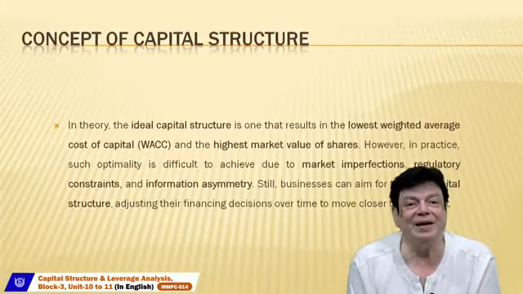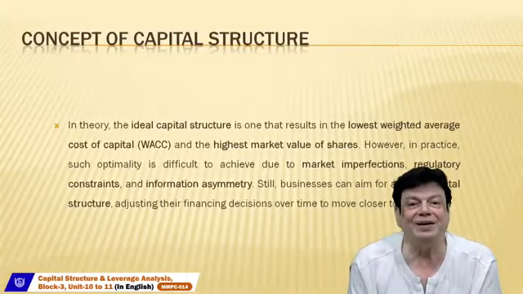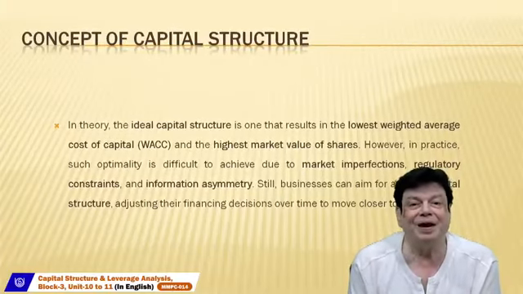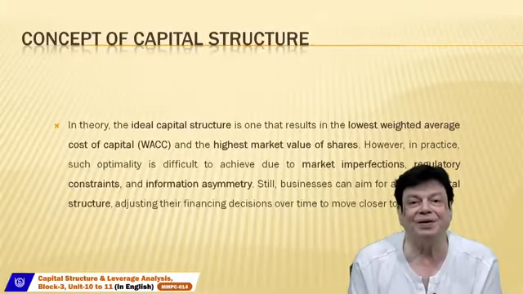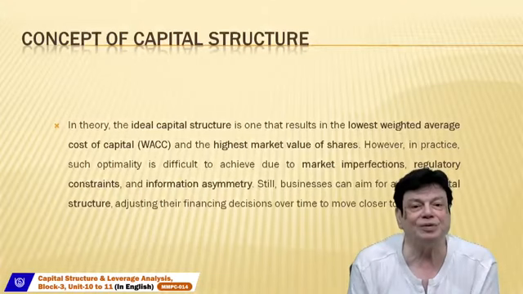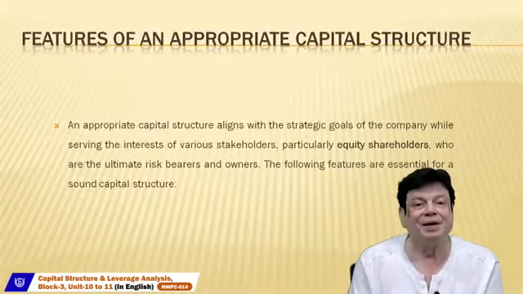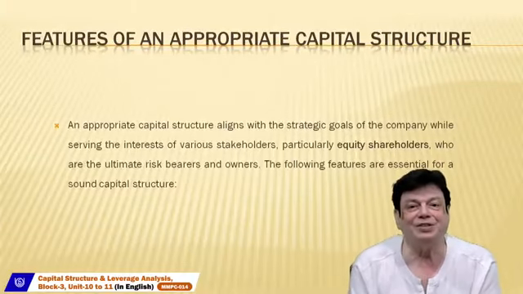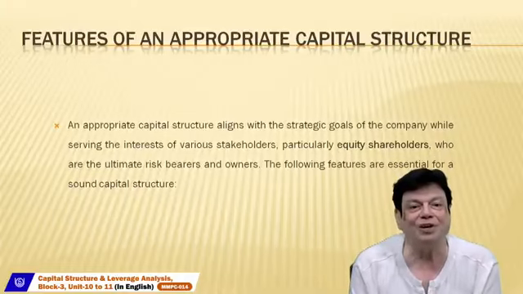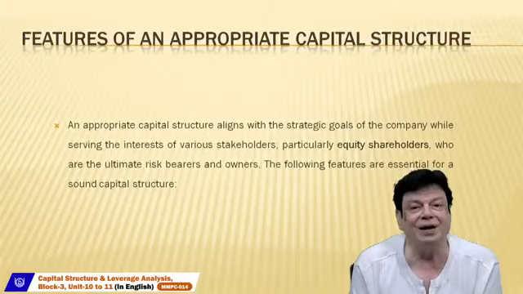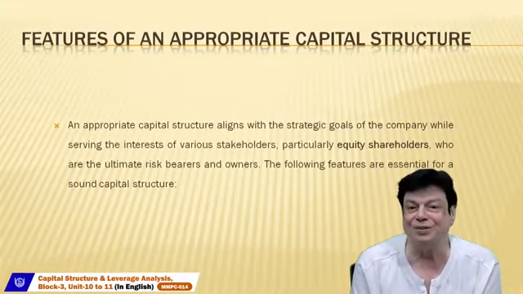In theory, the ideal capital structure is one that results in the lowest weighted average cost of capital and the highest market value of shares. However, in practice, such optimality is difficult to achieve due to market imperfections. An appropriate capital structure aligns with the strategic goals of the company while serving the interest of various stakeholders, particularly equity shareholders, who are the ultimate risk bearers and owners.